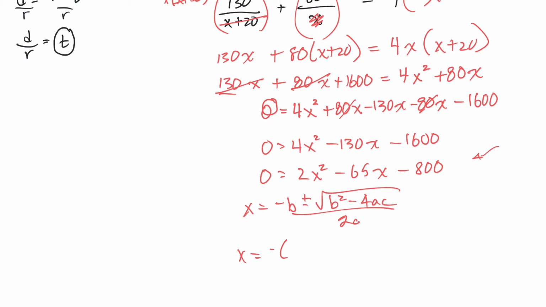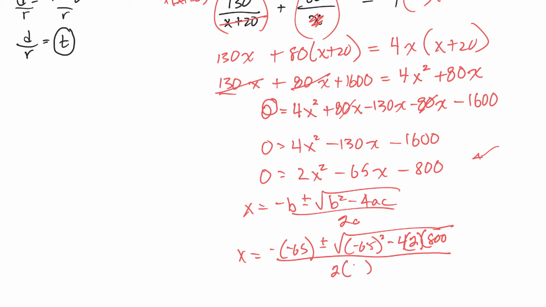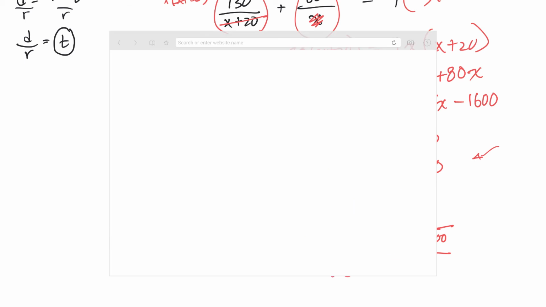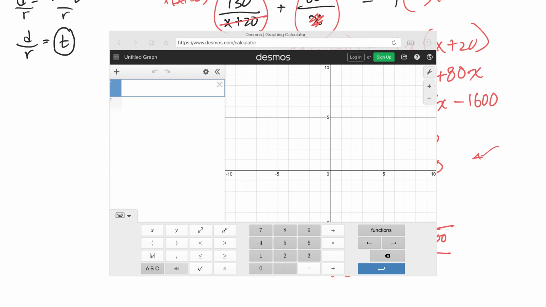So minus b is negative 65, plus or minus the square root of negative 65 squared minus 4 times a, which is 2, times negative 800. Hopefully that'll come out positive. All over 2 times a, which is 2. Okay, let me see if I can plug that into Desmos. You can tell I'm sort of addicted to Desmos a little bit.